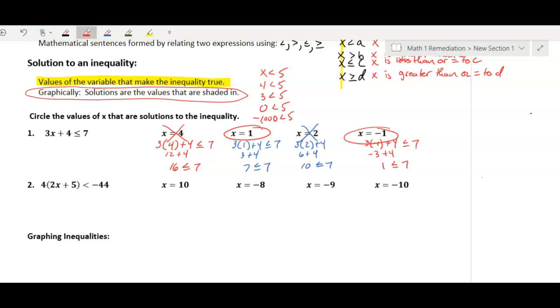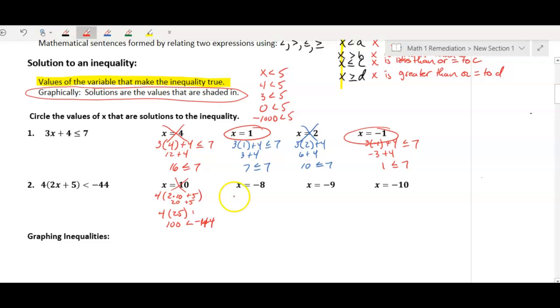So example 2, I could do the same thing. Plug in the value of x and then determine if it's true or false. So if I look at the first one, 4 times 2 times 10 plus 5. If I evaluate that, that's 20 plus 5. So it gives me 4 times 25, which is 100. Is 100 less than negative 44? No. Therefore, that's not a solution.